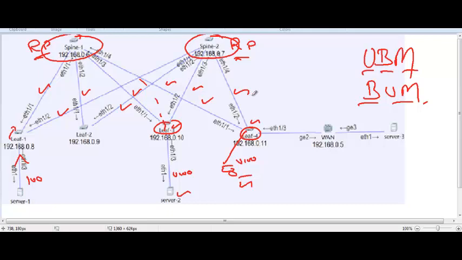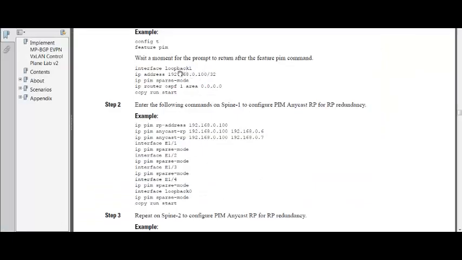So we will be enabling PIM sparse mode on all the physical wires as well as the two loopback interfaces that we have. Already we have loopback 0 with .6, .7, .8, .9, .10 and .11 on all the leaves. We should run PIM on physical and logical interfaces, plus the new interface that we add now, the loopback 1 interface with .100. That also needs to be part of PIM. And what does sparse mode mean?